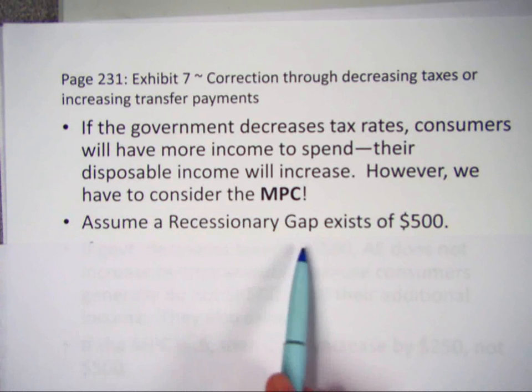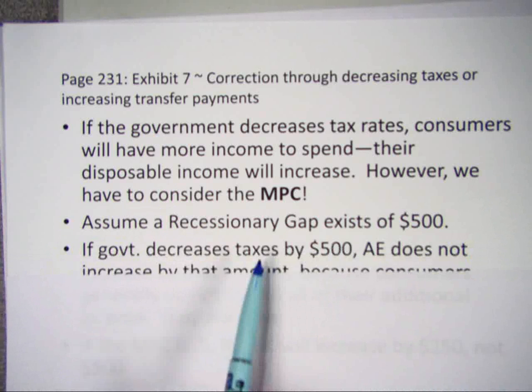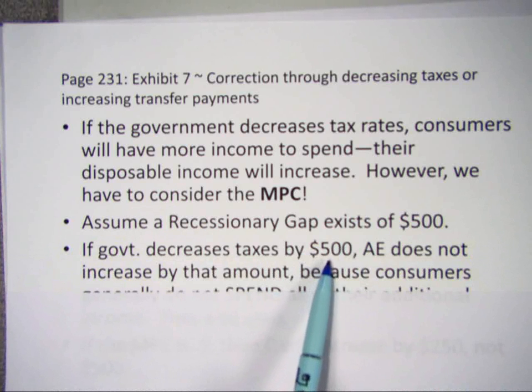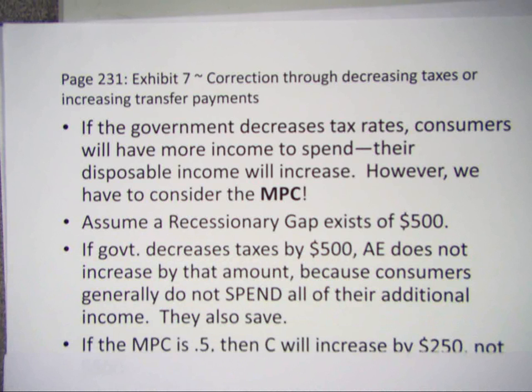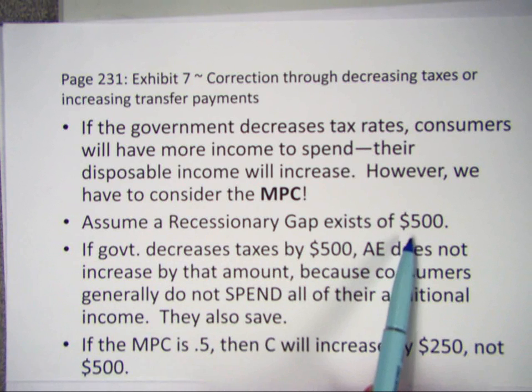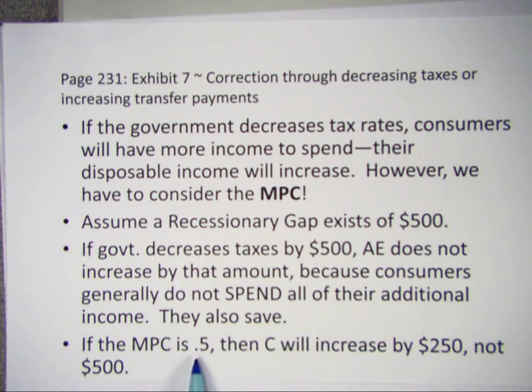So we have to take that marginal propensity to consume into consideration. Let's assume we have a recessionary gap of $500 million. If the government decreases taxes by $500, aggregate expenditures does not increase by that amount because consumers generally do not spend all of that additional income. They also save. If the MPC is 0.5, that means with this additional $500 in disposable income because my taxes went down, I'm not going to consume the whole $500. What am I going to consume? If the MPC is 0.5, I'll increase my consumption by $250, but I'm going to save the remaining portion.